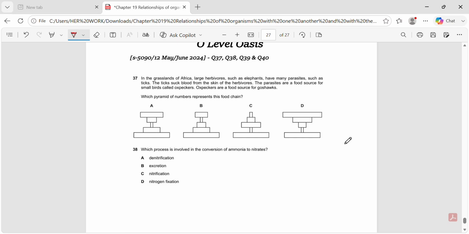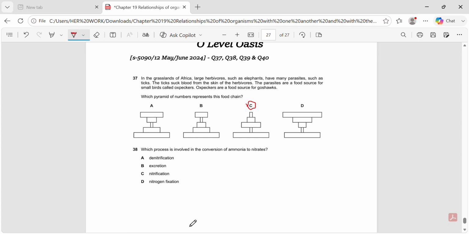Since one large elephant can support many ticks, the number of parasites is much greater than the number of herbivores. The number of oxpeckers feeding on the ticks is smaller, and the number of goshawks is even smaller. Therefore, the correct pyramid is the one that reflects these changes in population size. So, C is the correct answer.